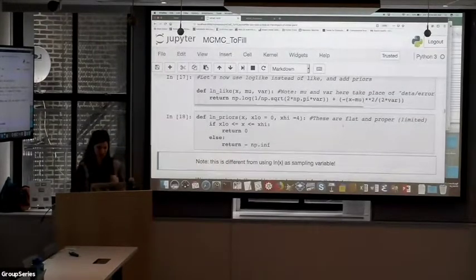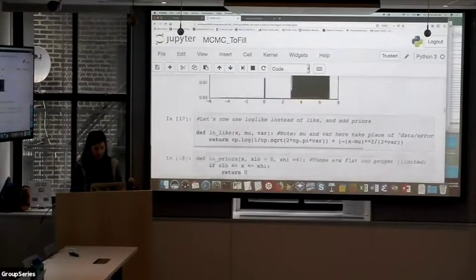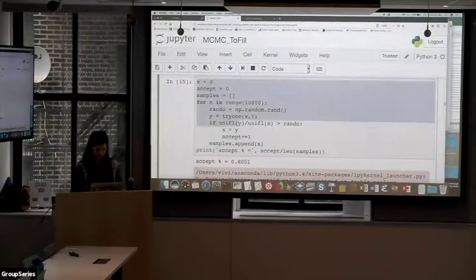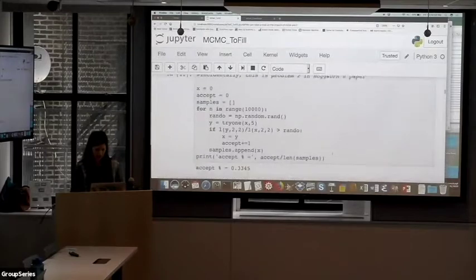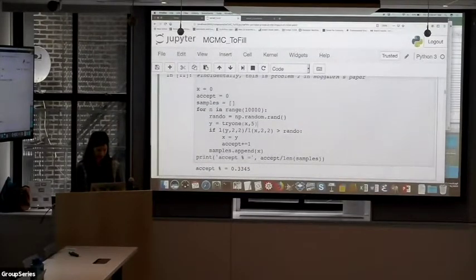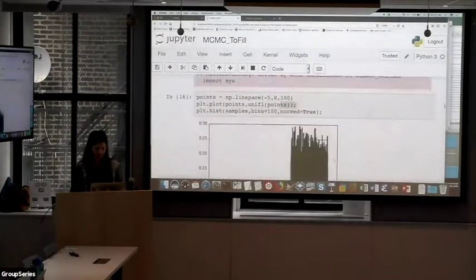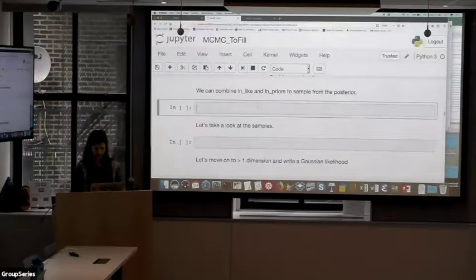Probably was obvious to all of you. Okay, so now I'm gonna grab my old algorithm, and now I'm gonna rewrite this. Actually, I want to go up here, yes. I'm going to rewrite this, but using log-like and adding the priors in a little bit nicer.